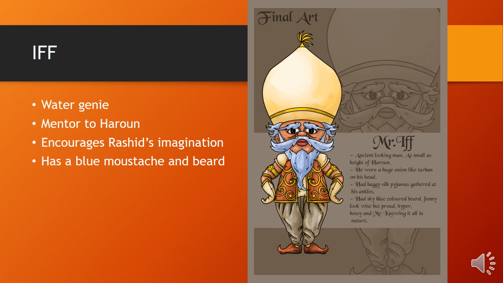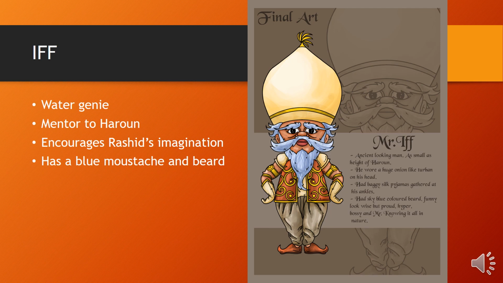Another important character. Look at that guy. Now that's a beard. Boy, I wish I had a beard like that. This is Iff the Water Genie. He is a mentor to Haroun. He has some magical powers, and he encourages Rashid's imagination.